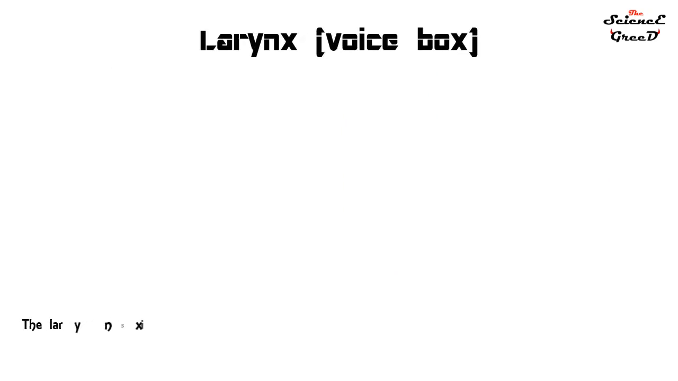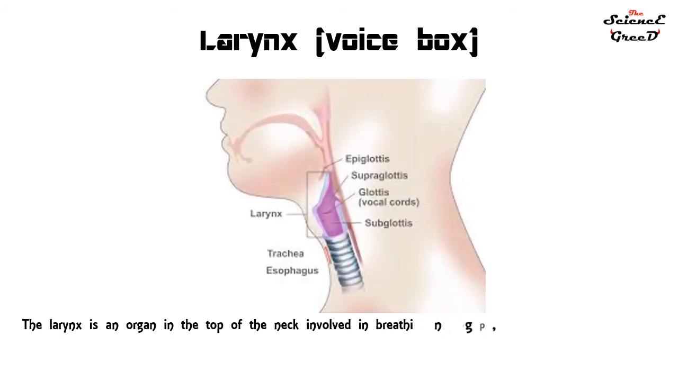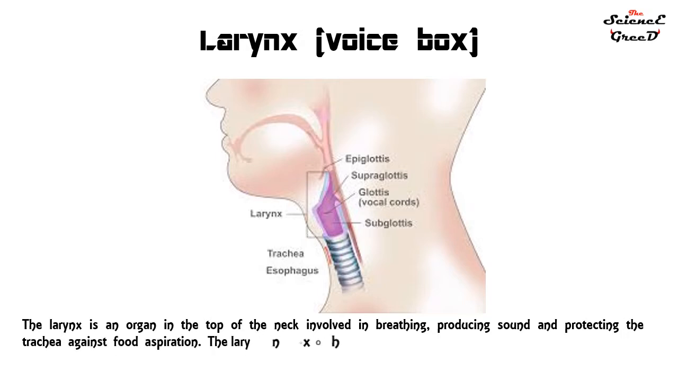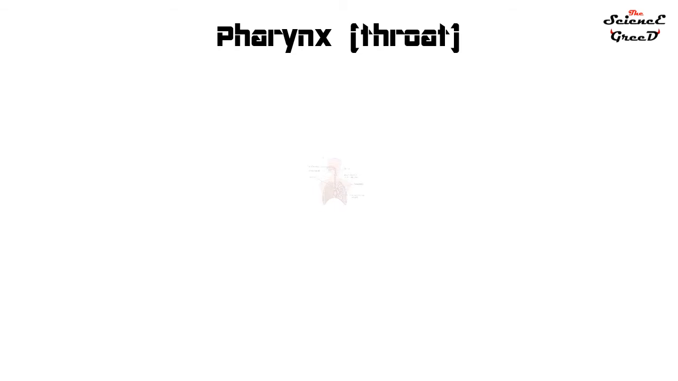The larynx, commonly called the voice box, is an organ in the top of the neck involved in breathing, producing sound and protecting the trachea against food aspiration. The larynx houses the vocal folds, and manipulates pitch and volume, which is essential for phonation. Pharynx, throat.